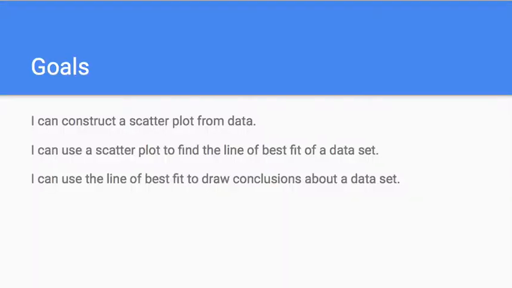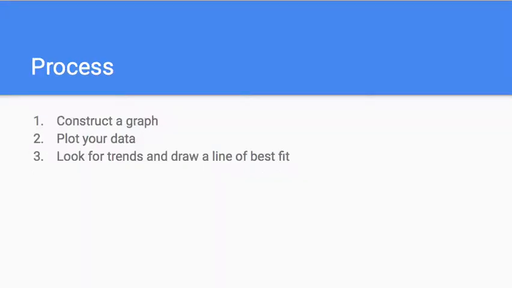So it's all going to go together. Now we've got some goals here. I can construct a scatter plot from data. That's the first thing we're going to work on. And then I can use a scatter plot to find the line of best fit of a data set. And then I can use the line of best fit to draw conclusions about the data set. So we're going to start with the process of actually making a scatter plot.